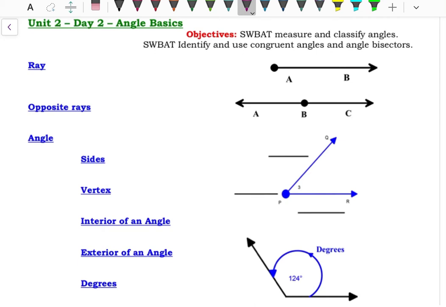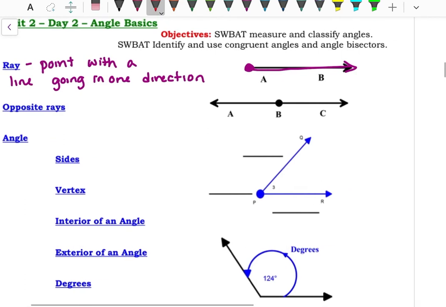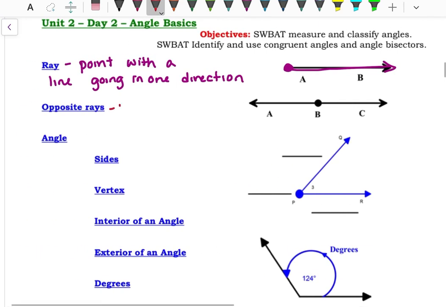First thing, we have the definition of a ray. A ray is a point with a line going in one direction. So here we have a ray, and it has one endpoint at point A, and it goes off forever in the direction to the right, forever and ever. That's a ray.